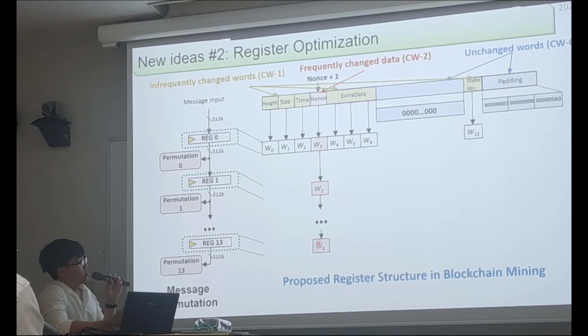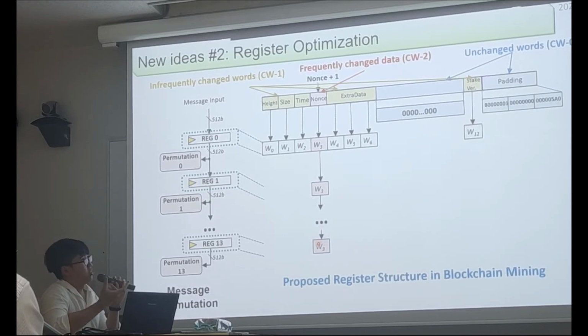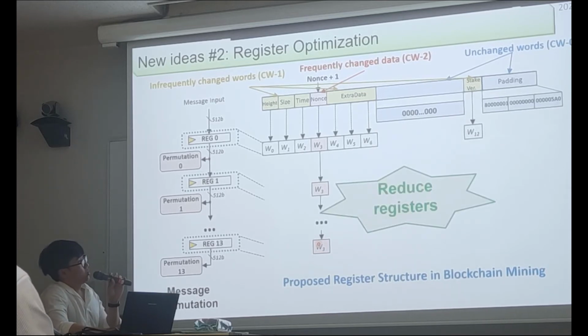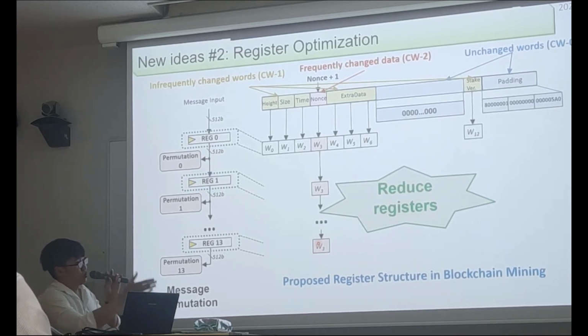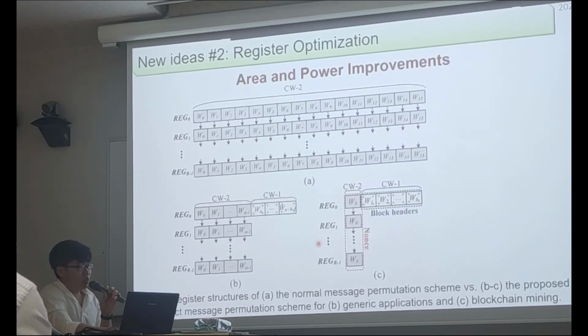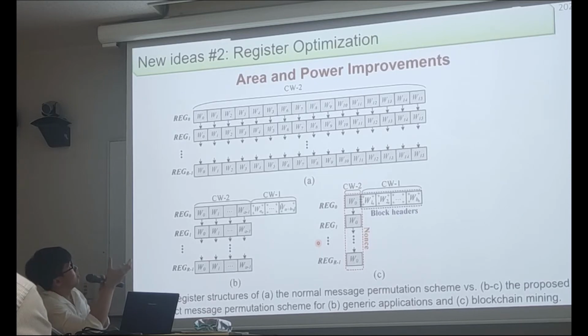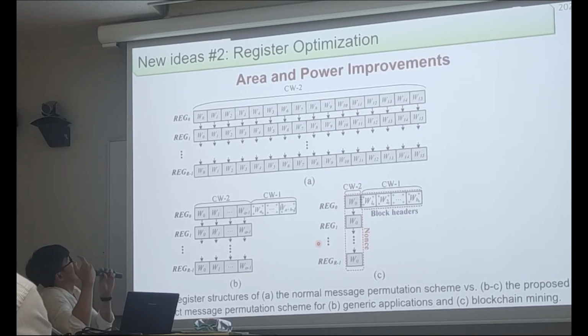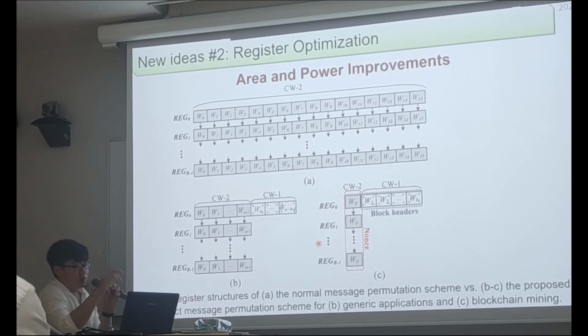Now, as we see here, this is the proposed register structure in direct blockchain mining. As you see here, I just try to reduce a lot of registers. This is a practical example of our idea in the real blockchain network. Now you can see in general, idea 2 is aimed to improve the area and power consumption.